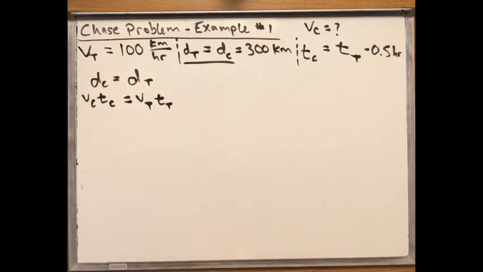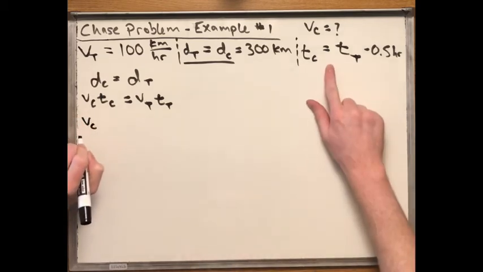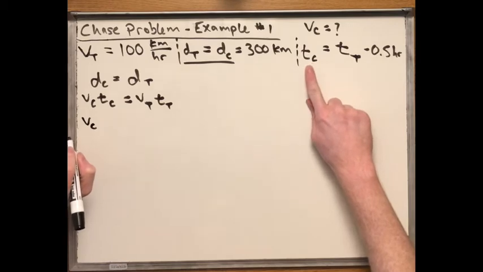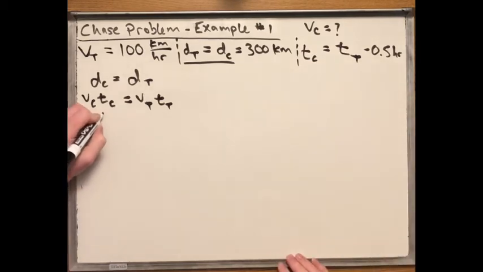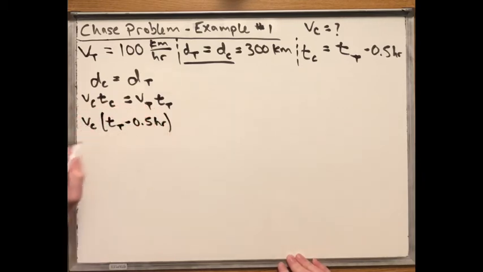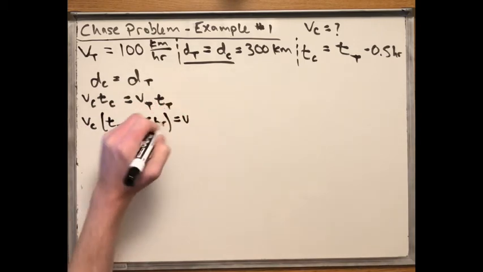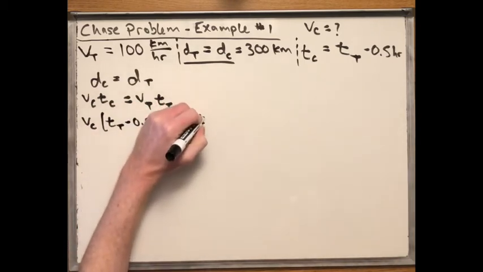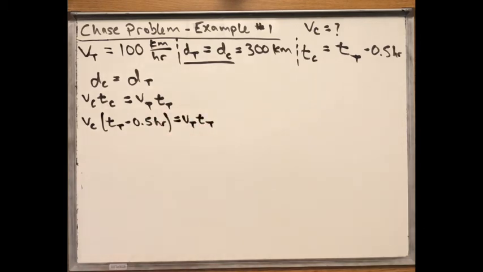So I have to work with this equation a little bit and make it a little easier to use. And so what I'm going to do here is substitute in my expression for TC. TC, as we said, is the time for the thieves minus a half hour. So I'm going to put the time for the thieves minus 0.5 hours, and that's equal to the velocity of the thieves times the time for the thieves. Notice, by making that one substitution, I've reduced the number of unknowns in this equation by 1.